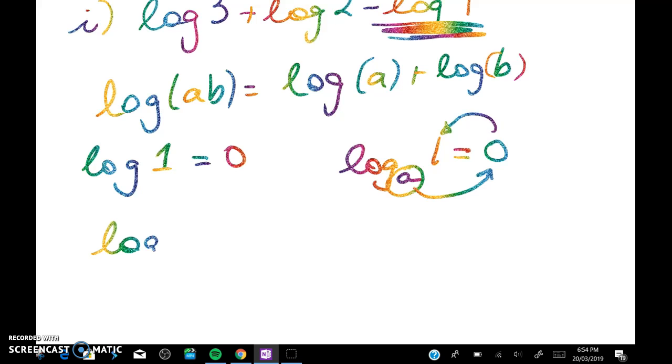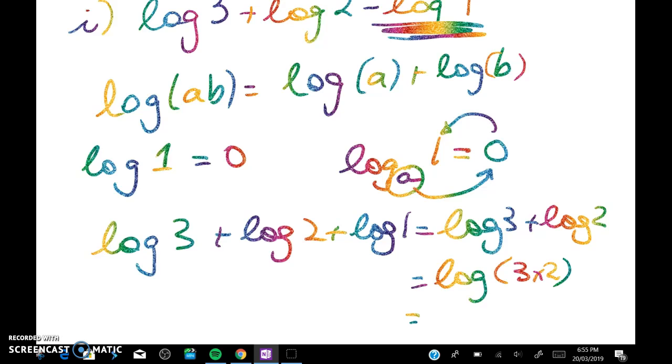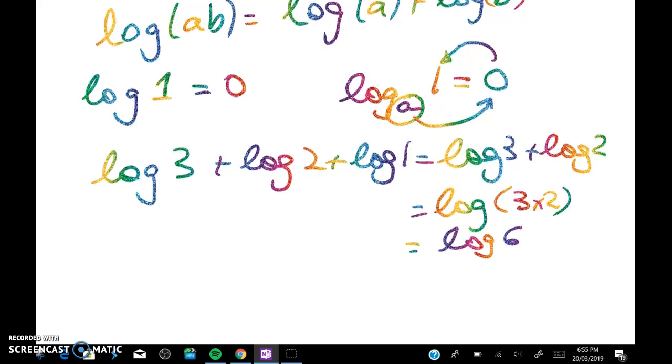So what have we got? Well, log of 3 plus log of 2 plus log of 1 is equal to just the log of 3 plus the log of 2, which is equal to the log of 3 2's, which is the log of 6. And that's the end. So we don't care about the base here, right? It just doesn't matter. It could be any base we want.